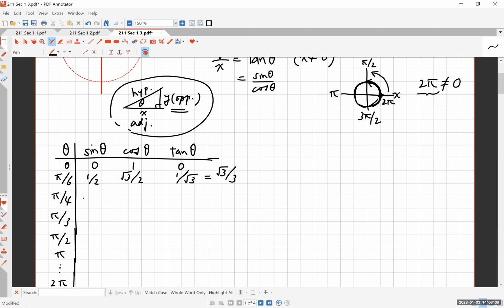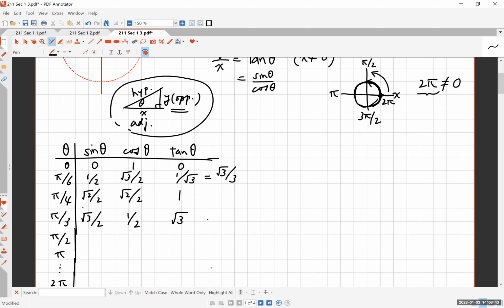Pi over 4: sine of pi over 4 is equal to the cosine of pi over 4 because the degree measure is exactly 45 degrees. And of course, the tangent is this number divided by that number, which just happens to be 1. When you get to 60 degrees, it'll be the opposite of pi over 6. Sine will be square root of 3 over 2, and 1/2 is the cosine.